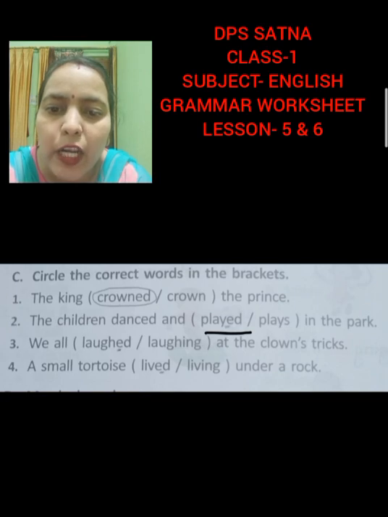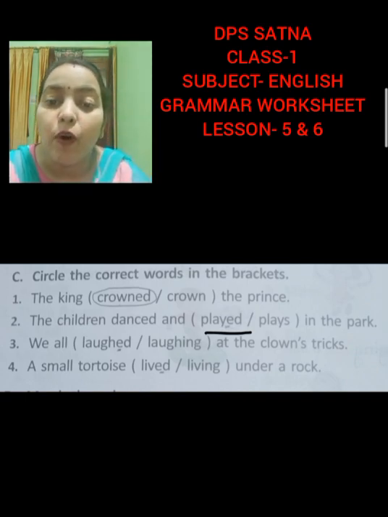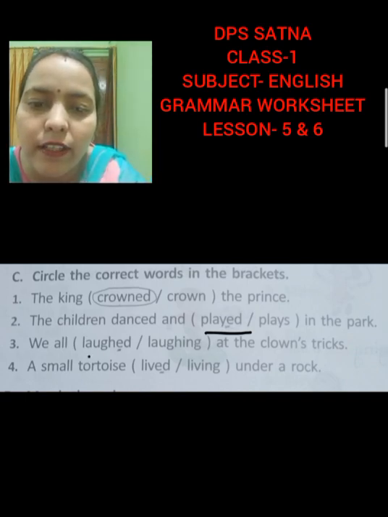Now the third one, we all dash at the clown's trick. We all laughed or we all laughing? We all laughed. Laughed is the correct word.